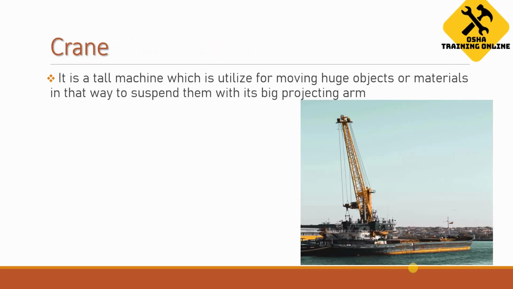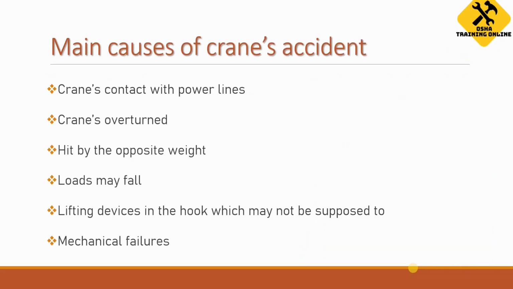It is basically a tall machine utilized for moving heavy objects or material by suspending them with its big projecting arm. It is used to carry huge objects from one place to another place with its big arm. It contains a large and heavy arm through which it carries different objects. It is used in different construction and other types of industries.